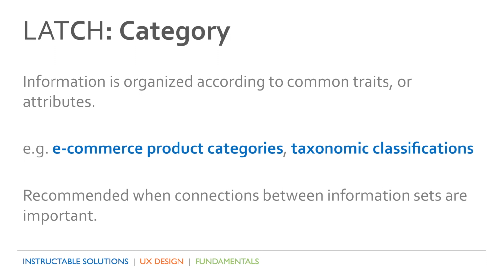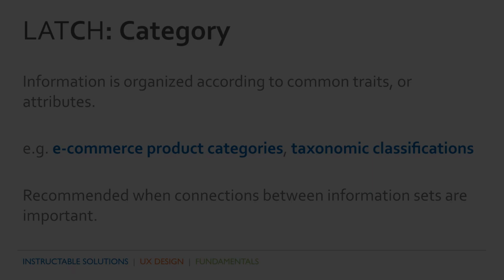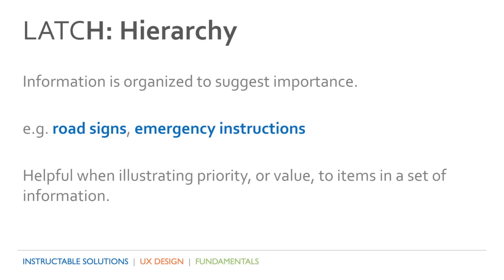And the final letter as part of our LATCH acronym is hierarchy. Hierarchy has been a topic for us for the last few weeks. Hierarchy in this case is when information is organized to suggest importance. The more prominent a piece of information is, the more hierarchy it will have, the more priority it will have. Road signs and emergency instructions are good examples of hierarchy. Hierarchy is very helpful when illustrating priority or value to items in a set of information.